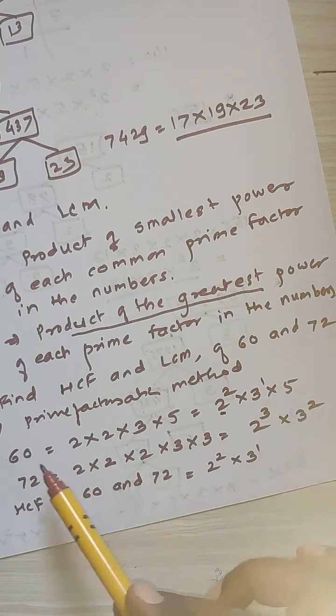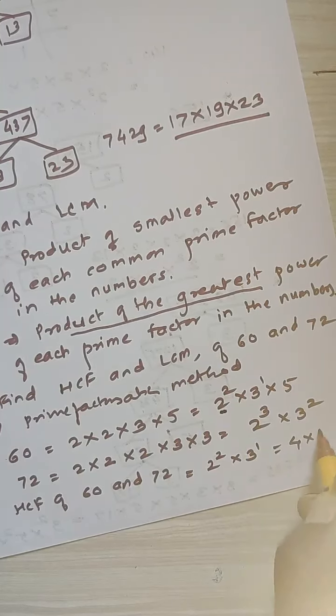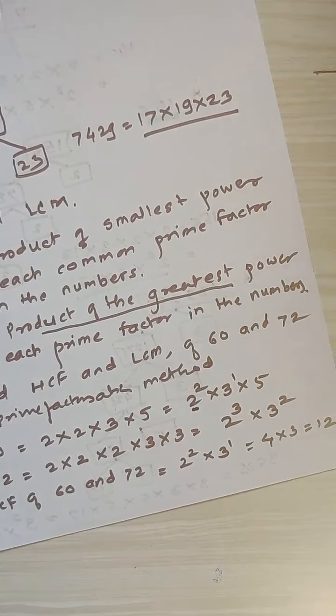5 is there in 60, but 5 is not there in 72, so that we will not take. It is about the common factor. So we will take 2 square and 3 raised to 1, the smallest power of each common prime factor. 4 into 3 is equal to 12. So here the HCF of 60 and 72 is 12.